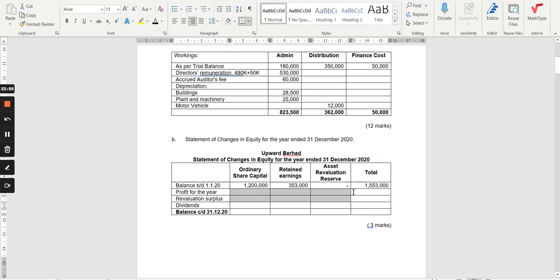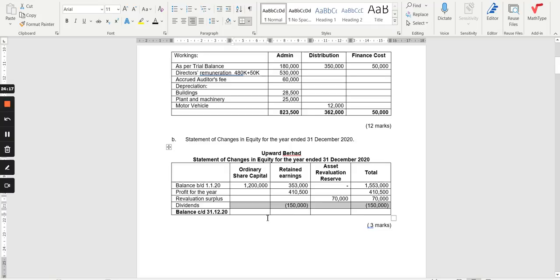The profit for the year will be included under retained earnings. The revaluation surplus under the ARR. The dividends will be under retained earnings. Don't put under ordinary share capital, that is wrong. The 150,000, remember, retained earnings.